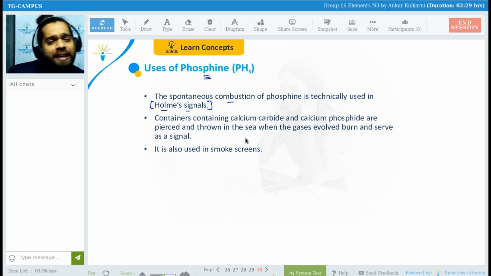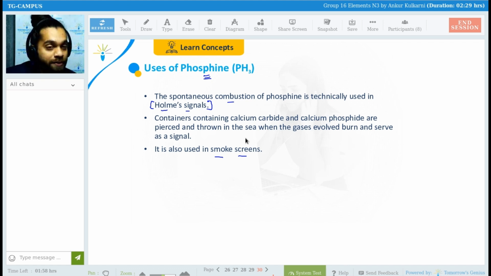Then it is also used in smoke screens. How many of you play games? Rahul, Counter Strike, is it so? Sasidharan, your face looks like you play games. 100%, isn't it?